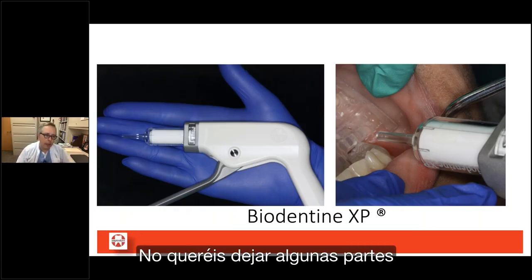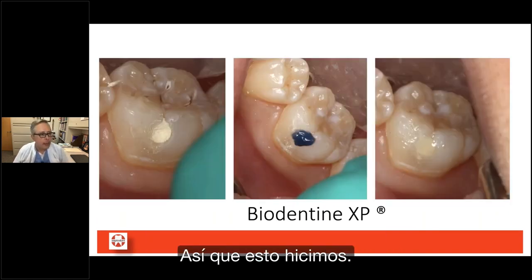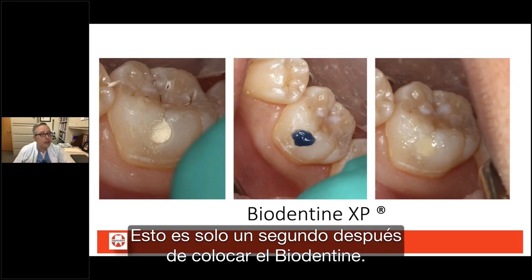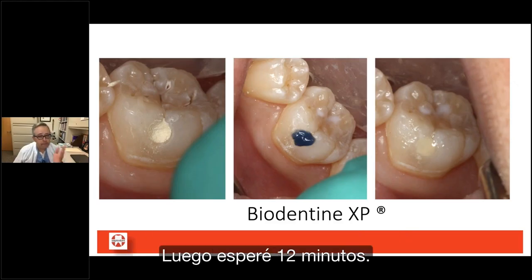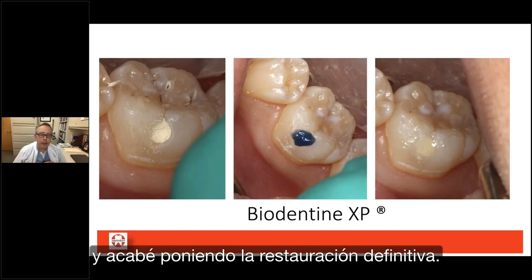You don't want to leave some parts with just a little Biodentine. You want to be sure that it's even in the cavity. So that's what we did. In the picture on the left side, we make sure the Biodentine is evenly distributed. This is just one second after I placed the Biodentine. And then I wait the 12 minutes. After that, I etch, bond, and put in the final restoration.